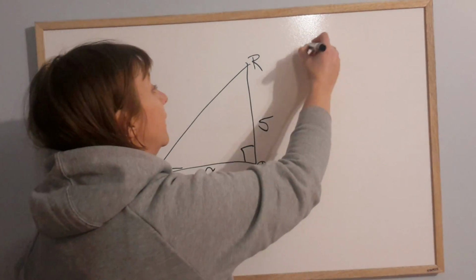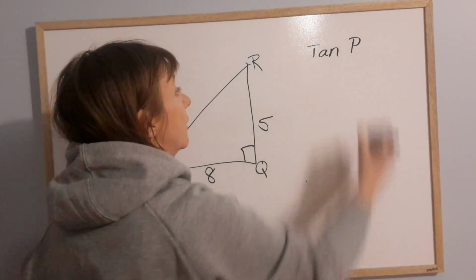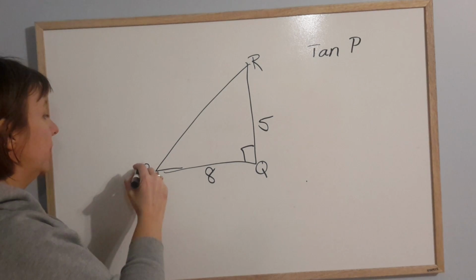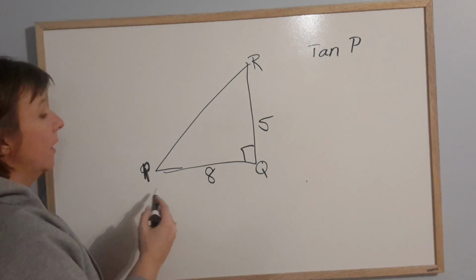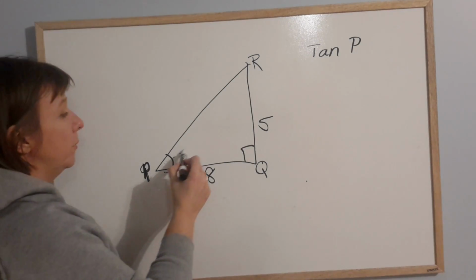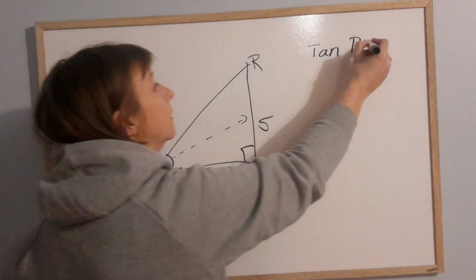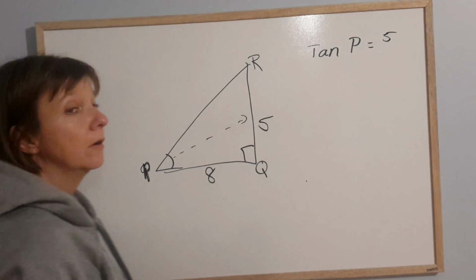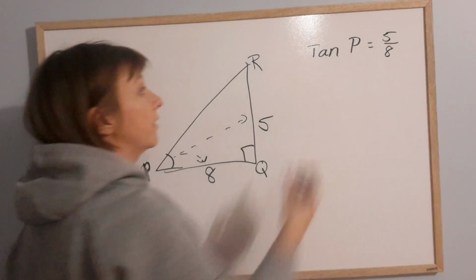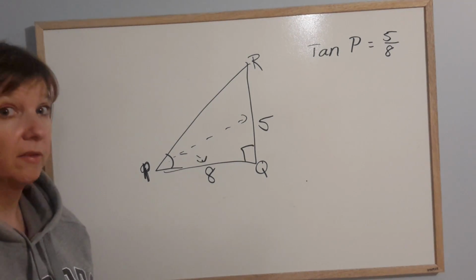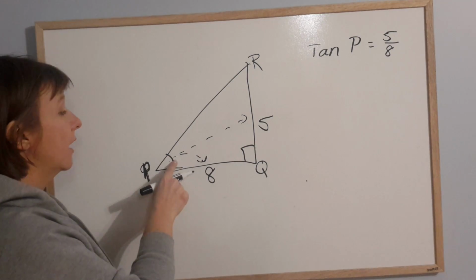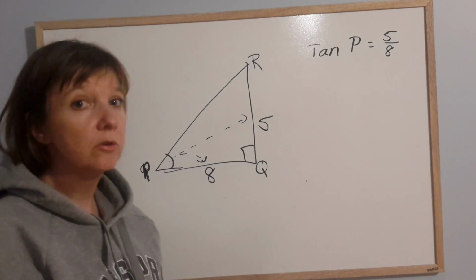And so first, they want you to find tan of P. So this is P. So tan of P would be the opposite side, which is 5, over the adjacent side, which is 8. So tan of P is 5 over 8. Then they want to know, okay, what's the measurement of that angle then? Is that a 42-degree angle?